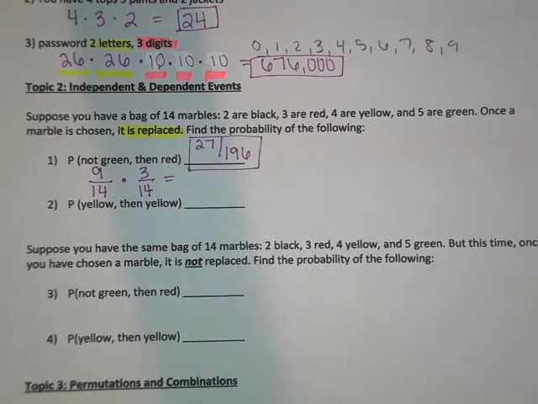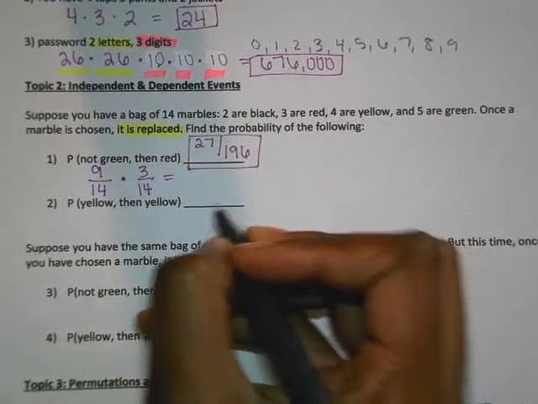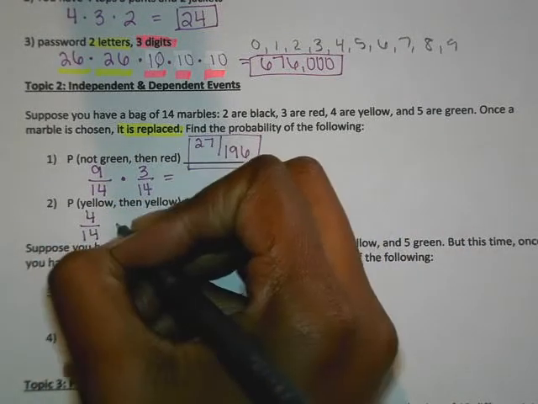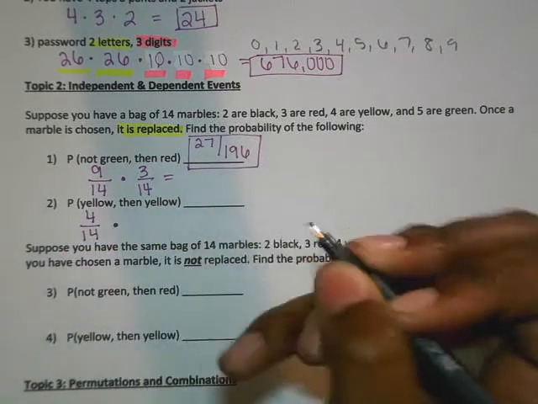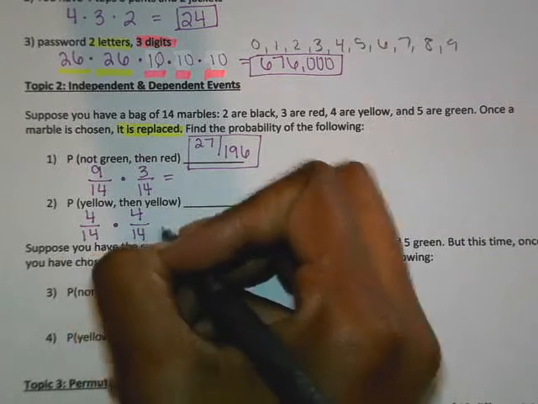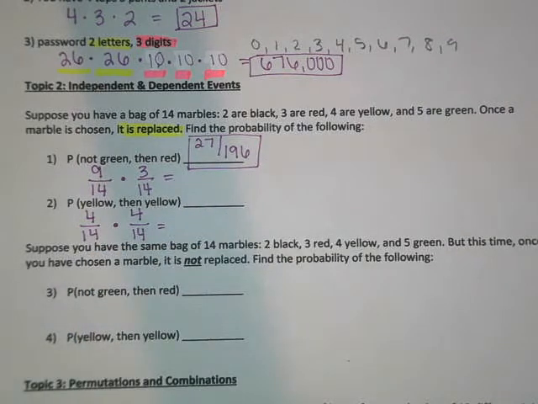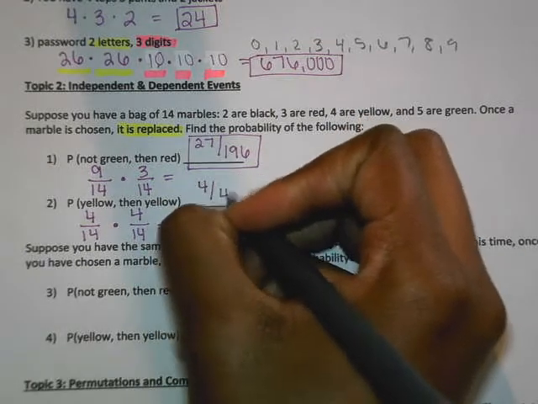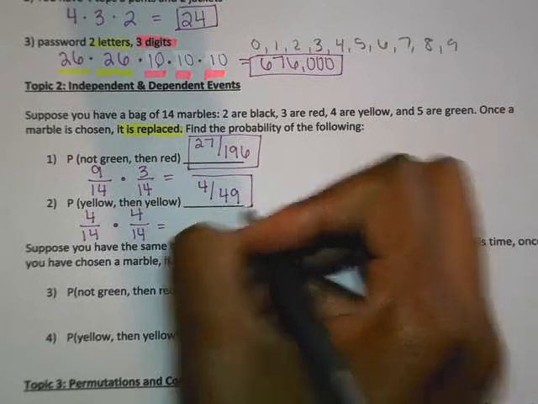All right, number 2. What is the probability of getting a yellow and then a yellow again? All right, so there are 4 yellows out of 14. And let's say I put that one back and then I can still get 4 yellows out of 14. All right, so if you put this into Desmos and simplify, you get 4 over 49.